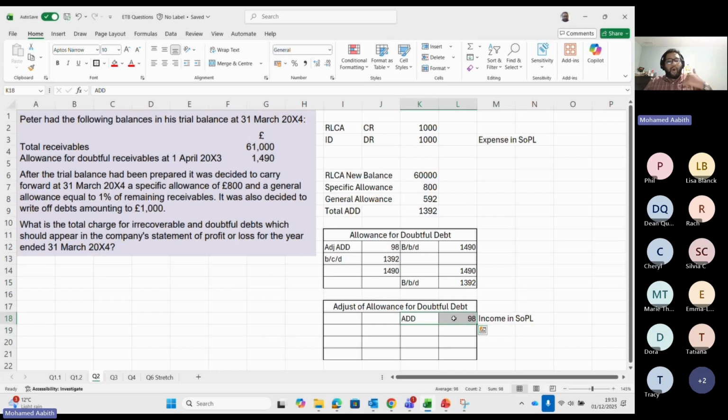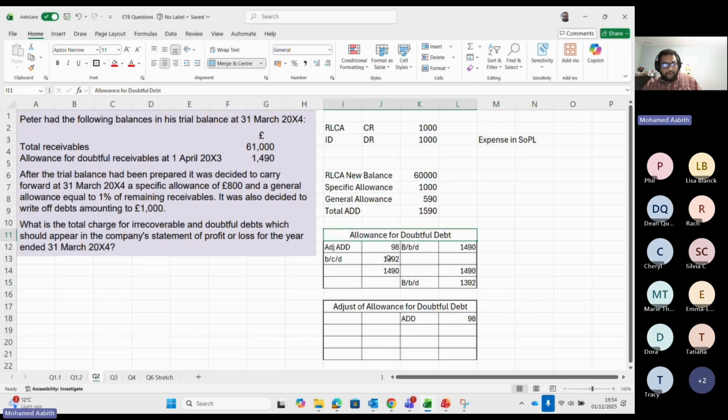But what if this one is going up? If in case this one goes up, for example, let's say here the general allowance has to be £1,000. If they say the general allowance is £1,000, now we have changed the tone. The tone is now we're going to look at it.